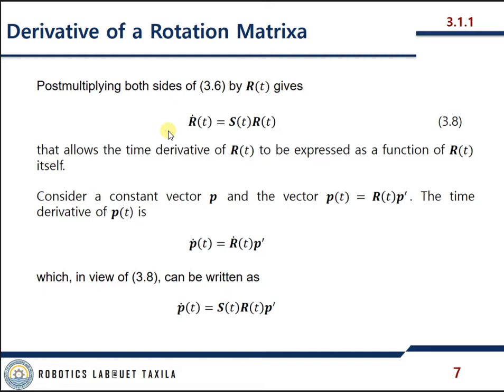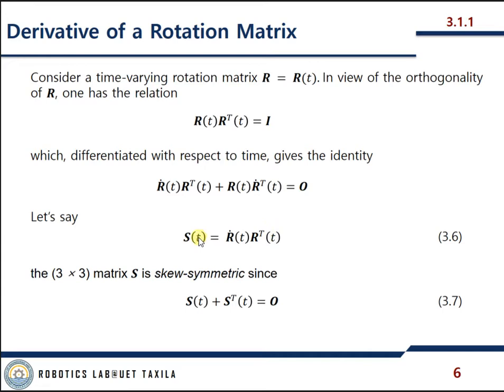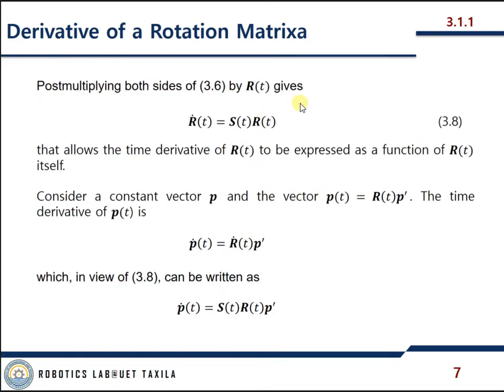Post multiplying both sides of equation 3.6 by R, we get R dot of t equals S of t times R of t. That allows the time derivative of R of t to be expressed as a function of R of t itself. This is very important: R dot is a function of R itself and contains a skew symmetric matrix, and we'll look into what this skew symmetric matrix actually is.